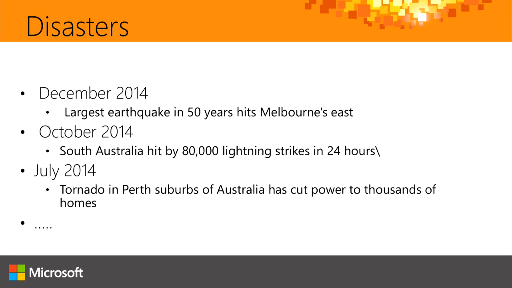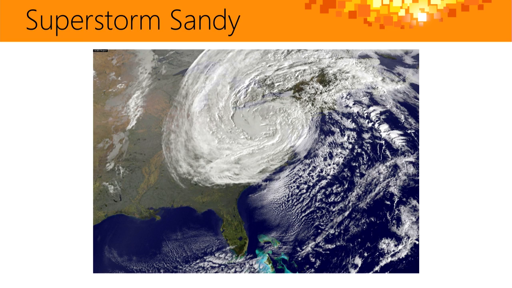Disasters, they happen. I did a quick search on the internet yesterday and found a few. The largest earthquake in 50 years in Melbourne. 80,000 lightning strikes, which should play a nice little trick with your electrical grid. Or tornadoes. In North America, because that's where I'm from and that's really what I know, the last big event that severely affected companies in the Northeast was Hurricane Sandy.